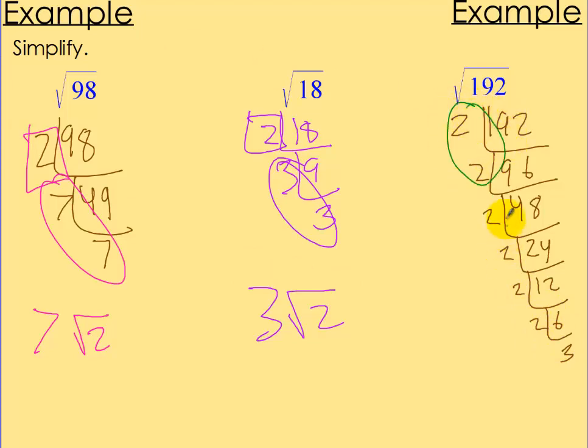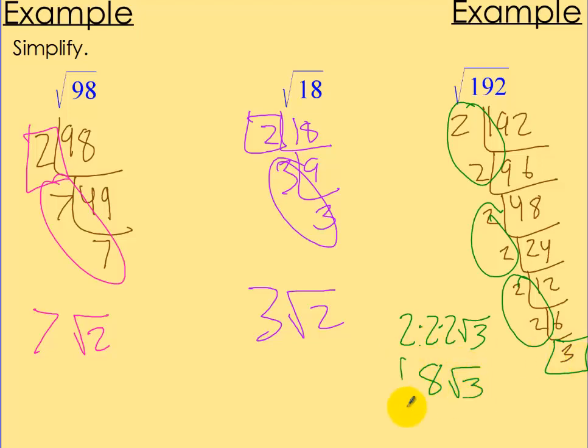Now I can circle the pairs. And I have a pair of 2's. And another pair of 2's. And another pair of 2's. And a lone 3. So I have three 2's on the outside. So it's 2 times 2 times 2. Inside I have a 3. So it's going to be 8 radical 3. 2 times 2 times 2 is 8.